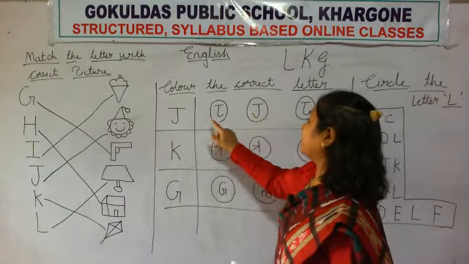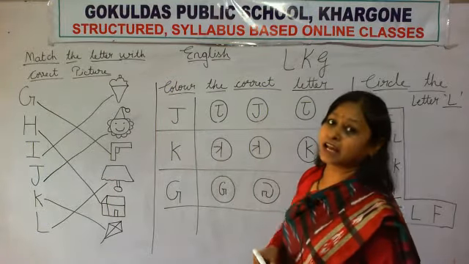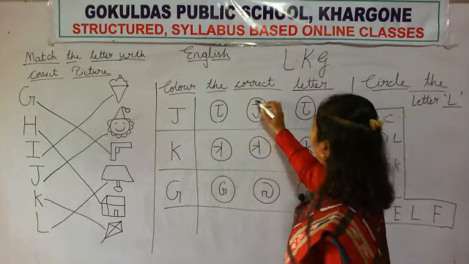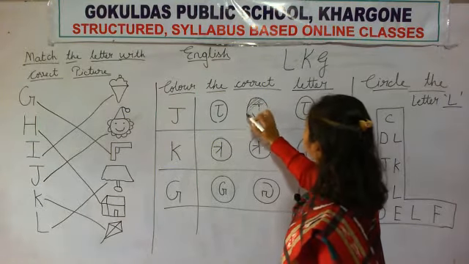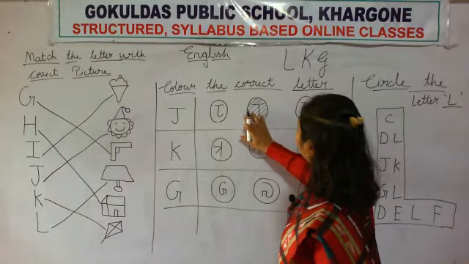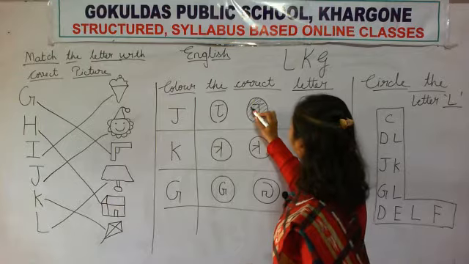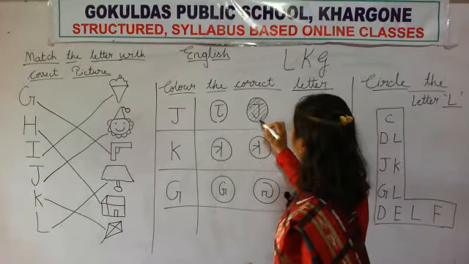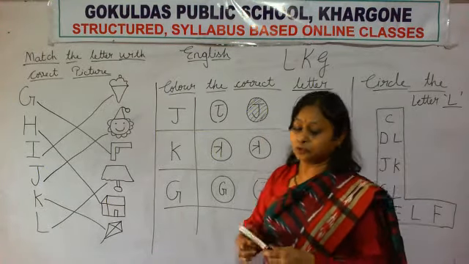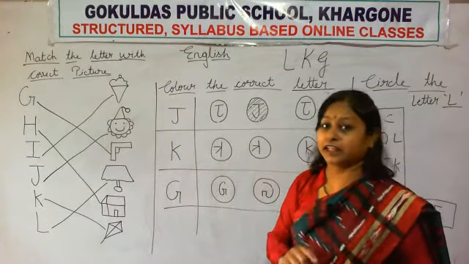Okay, both the letters are same. This is J and this is J. Yes. So what we will do? We will color the letter. You have to color the letter with crayons only.